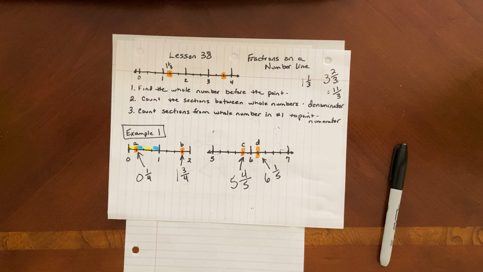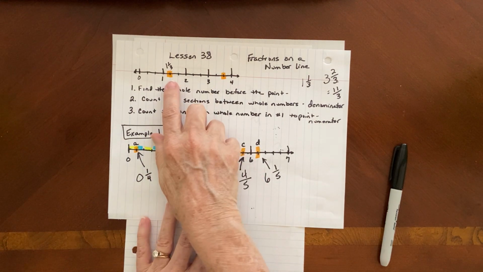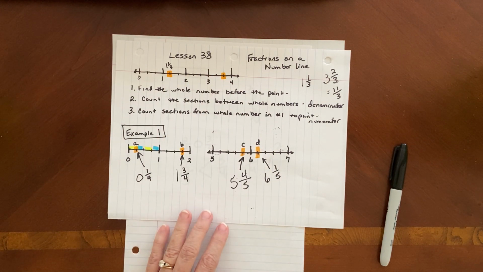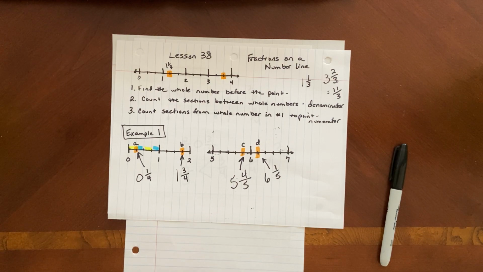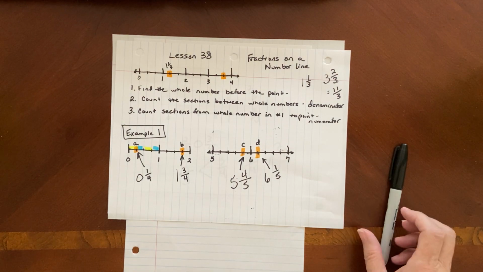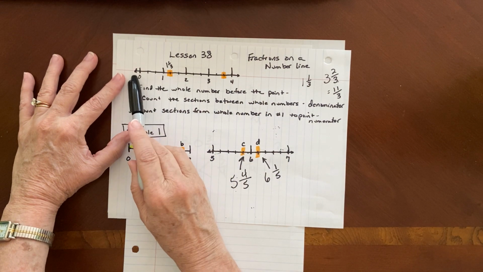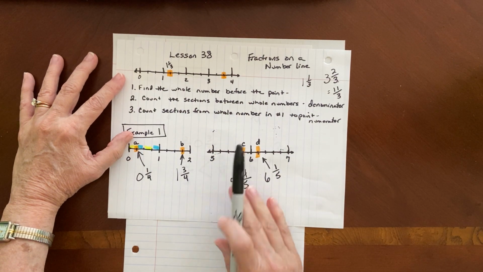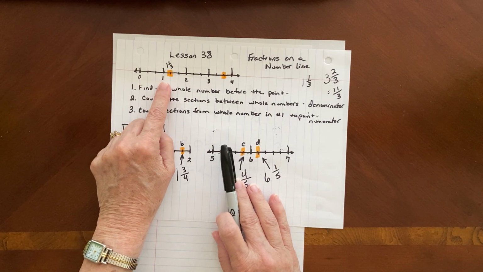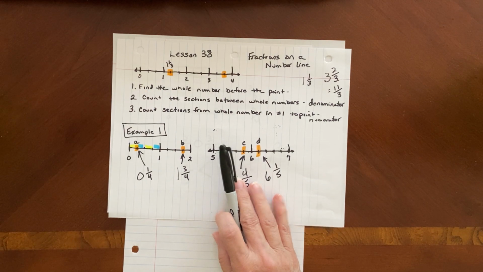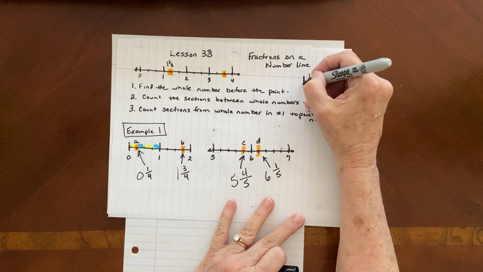Okay, this is lesson 38, and it's fractions and mixed numbers on a number line. So they give you a step to figure out how to name points on a number line when it's not exactly on a whole number. The procedure they give you is find the whole number before the point. So if this is my point right here, I'm going to find that whole number, and I'm going to say, okay, that's 1. So there's my 1.